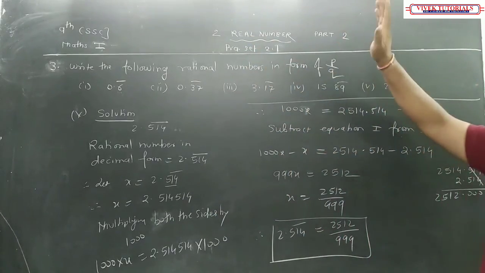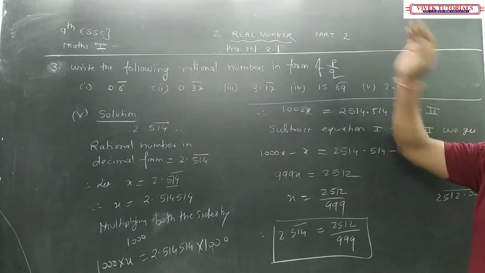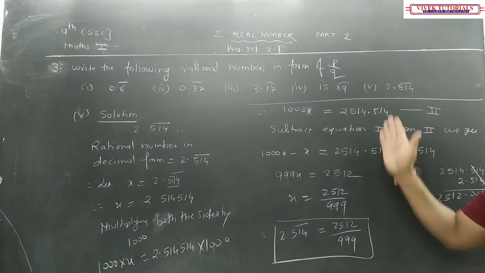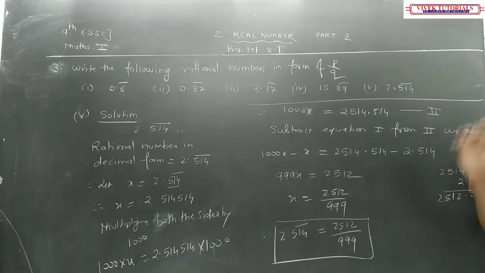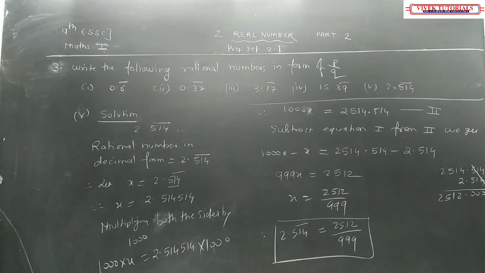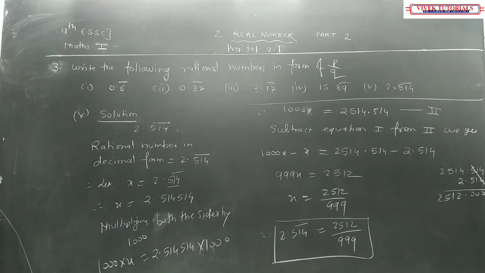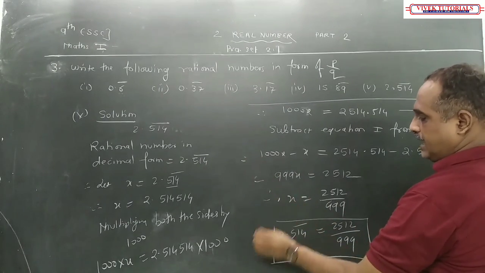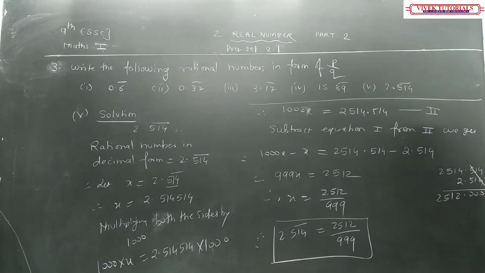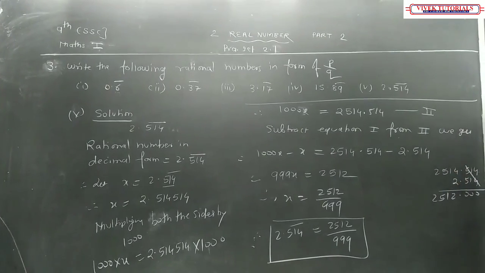We have completed practice set 2.1 completely. These are the 3 questions we have completed, and we are going to stop here for part 2 of real numbers. We'll continue with the next part. Here also just put the therefore sign properly. I made a mistake, but you should not do it. Copy down properly by pausing the video.